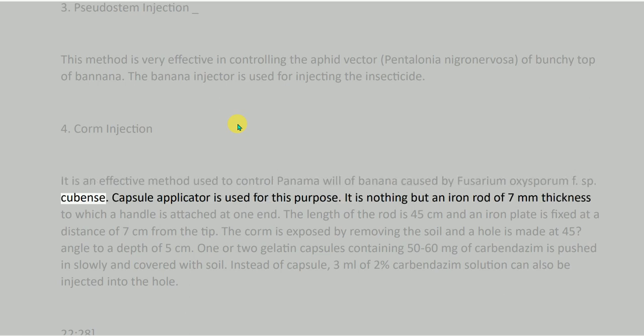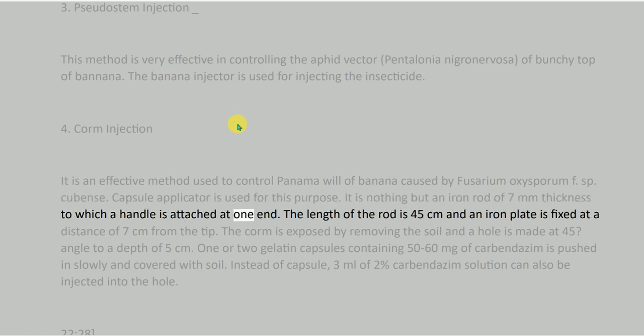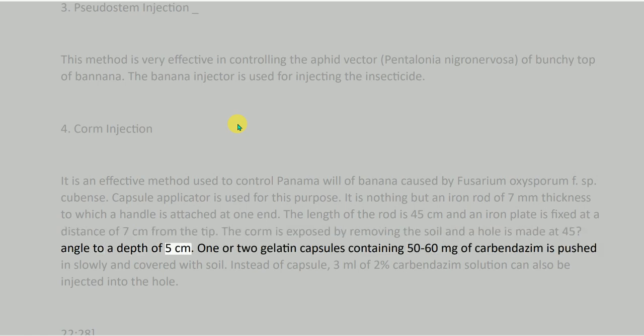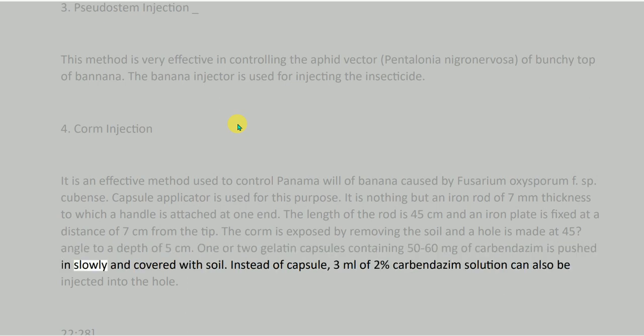It is nothing but an iron rod of 7 mm thickness to which a handle is attached at one end. The length of the rod is 45 cm and an iron plate is fixed at a distance of 7 cm from the tip. The corm is exposed by removing the soil and a hole is made at a 45° angle to a depth of 5 cm. 1 or 2 gelatin capsules containing 50 to 60 mg of carbendazim are pushed in slowly and covered with soil. Instead of a capsule, 3 milliliters of 2% carbendazim solution can also be injected into the hole.